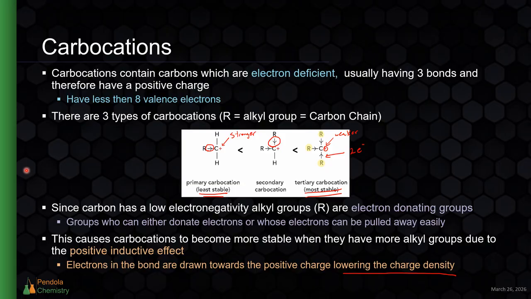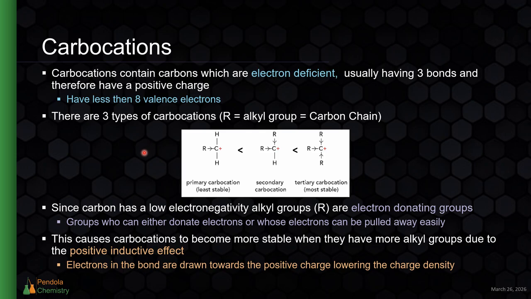That's a bit of vocabulary. We have electron deficiency, we have carbocations, we have electron donating groups, and positive inductive effect. So if you want to re-listen to that explanation, back up the video a little bit, rewind. I would listen to it a couple times because these are important terms we're going to see.